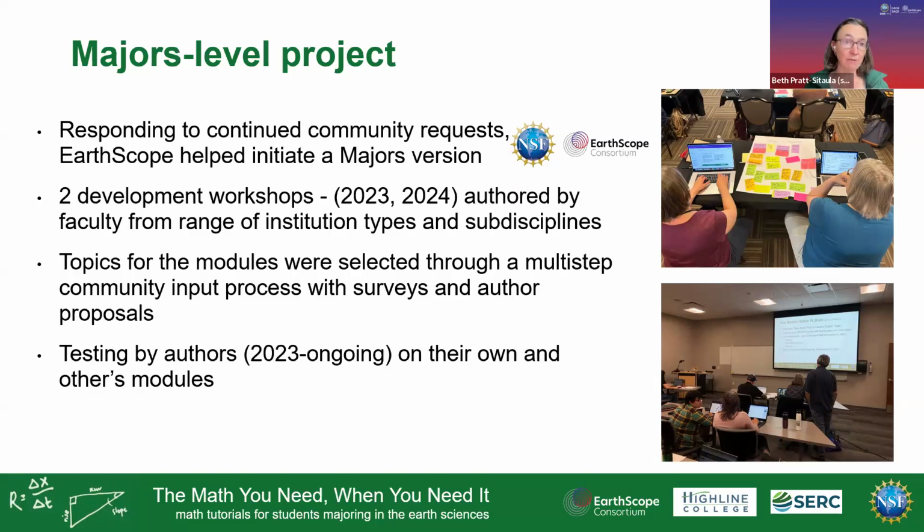The topics that were selected for these co-curricular modules were selected through a multi-step community input process of surveys and what the authors put into their proposals when they applied to be an author, so that we tried to make sure it's really what the community was wanting. The testing started in the previous academic year and will wind up testing the second year of module development next month, really. So all of the authors have tested their own modules and at least one other module. In many cases, they've tested multiple other modules. So that's sort of how we got to the current group of modules, which are, next slide.